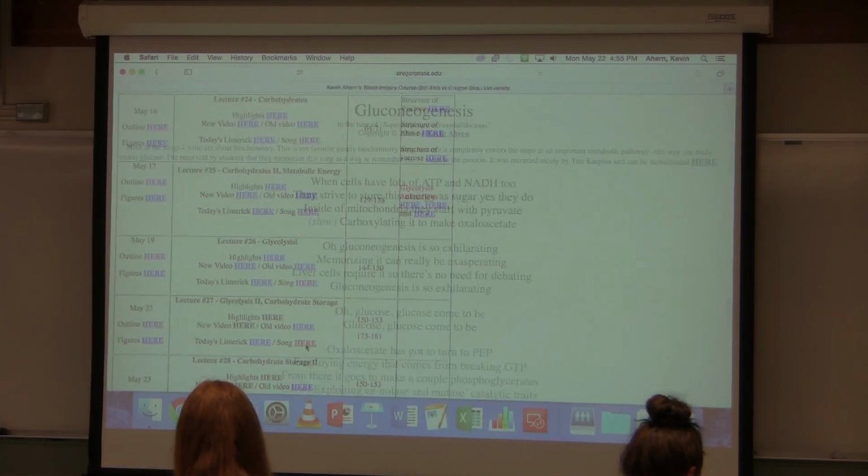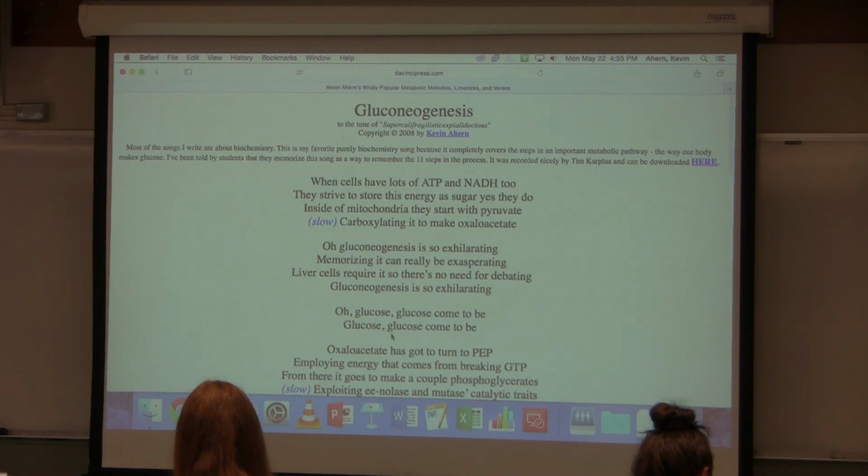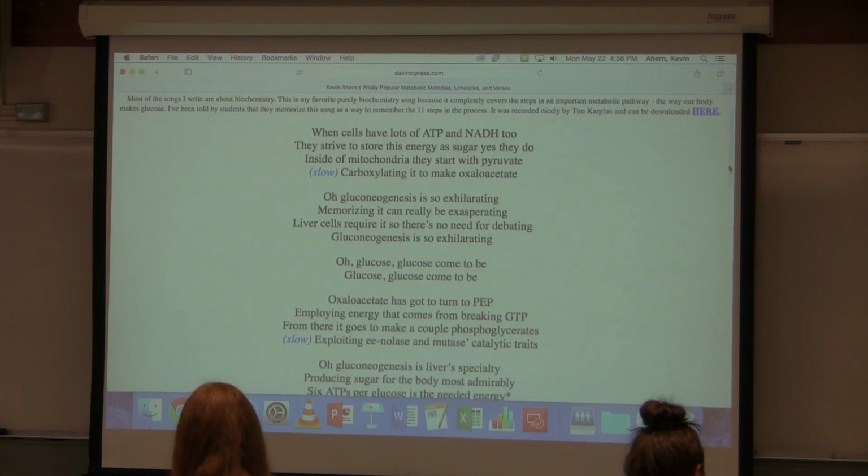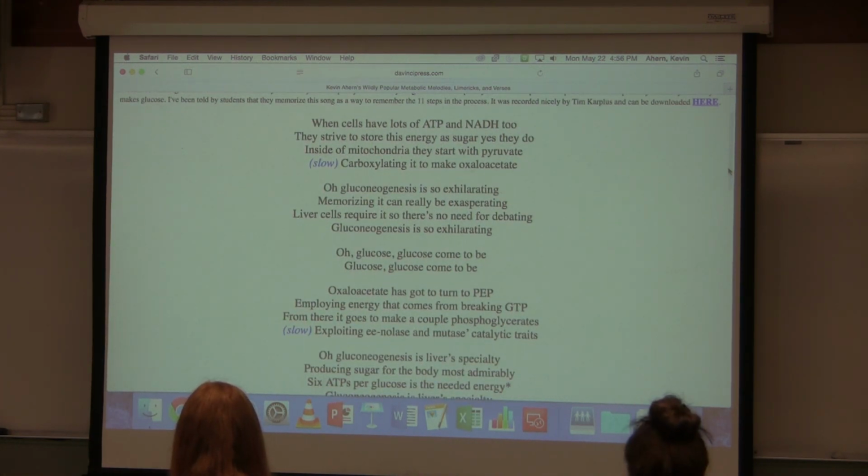Where am I? It would be right here. It's the supercalifragilisticexpialidocious, if you remember that song. It's a lot of energy, kind of like ATP. When cells have lots of ATP and NADH2, they strive to store this energy as sugar. Inside of mitochondria, they start with pyruvate, carboxylating it to make oxaloacetate.